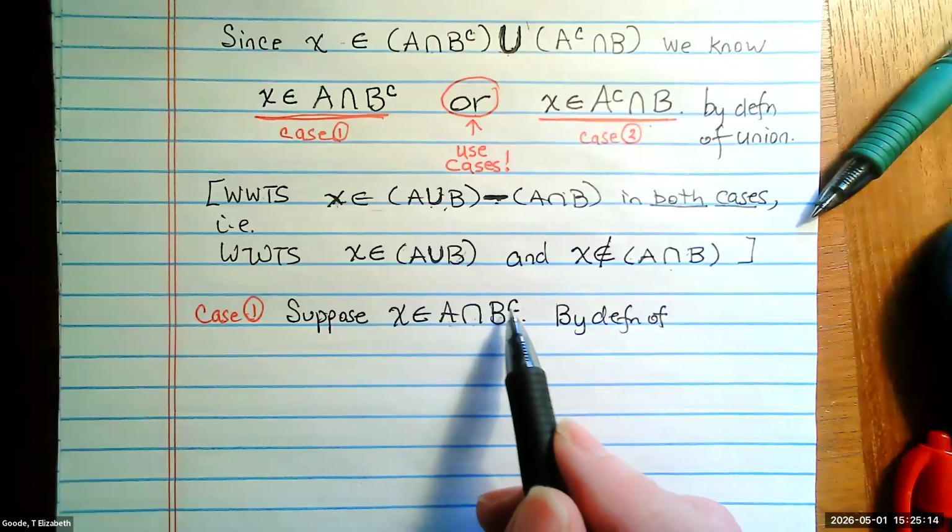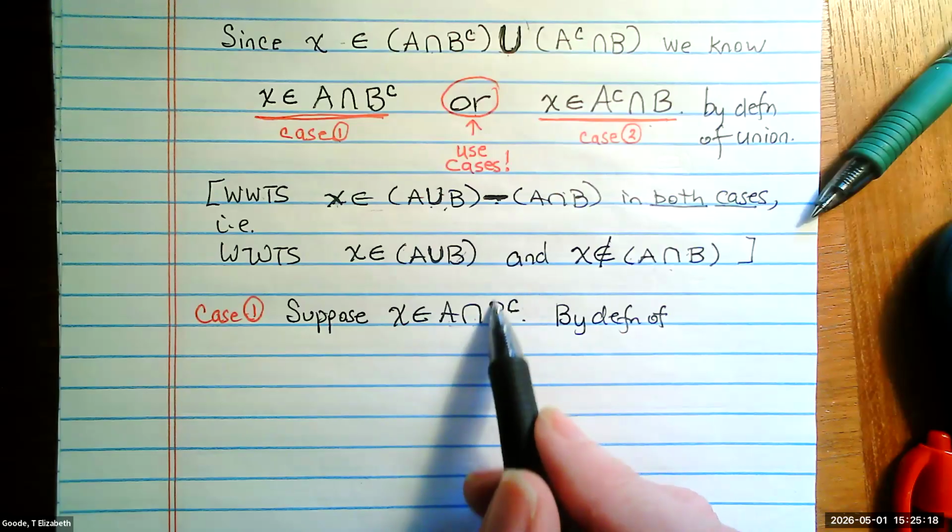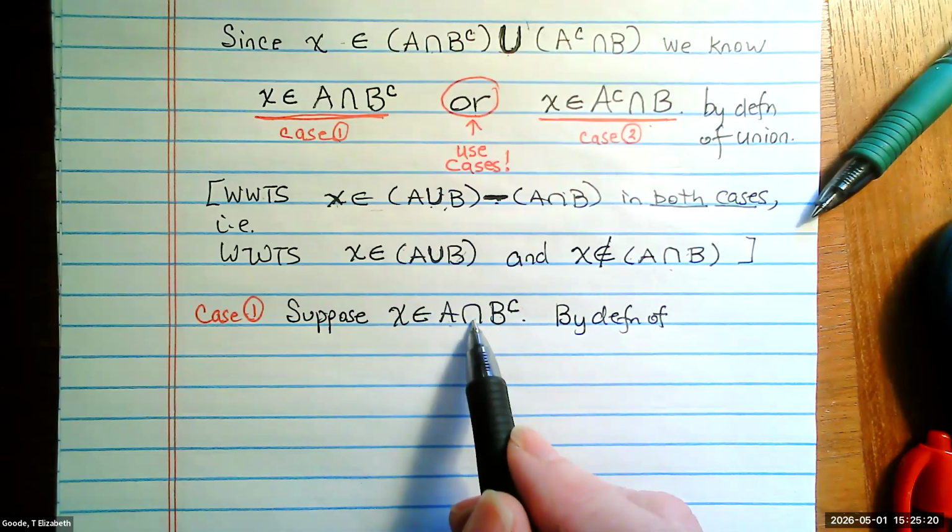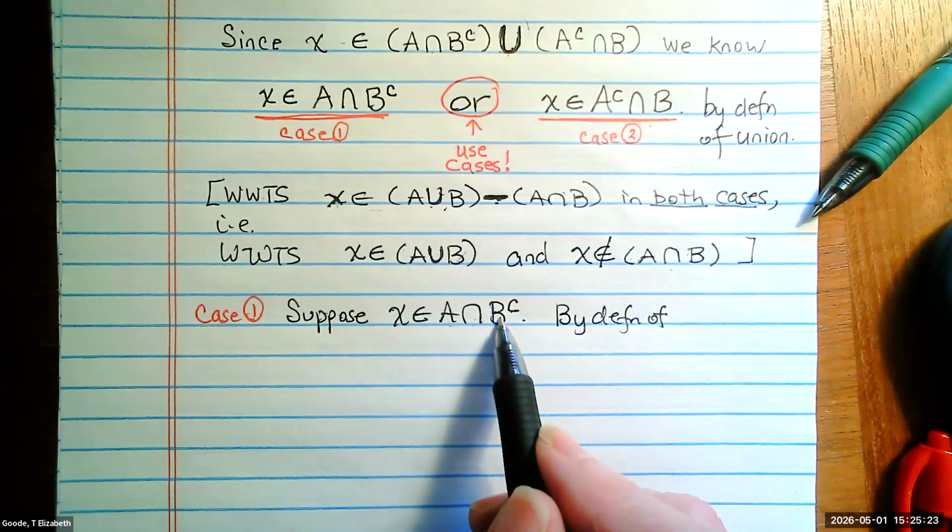Mm-hmm. So you would first figure out the complement of B. So you would be using the complement operator first. After you figured out what B complement is, then you could take the intersection of that with A. Do you see? Gotcha. Yep, so I'm working backwards. Okay.